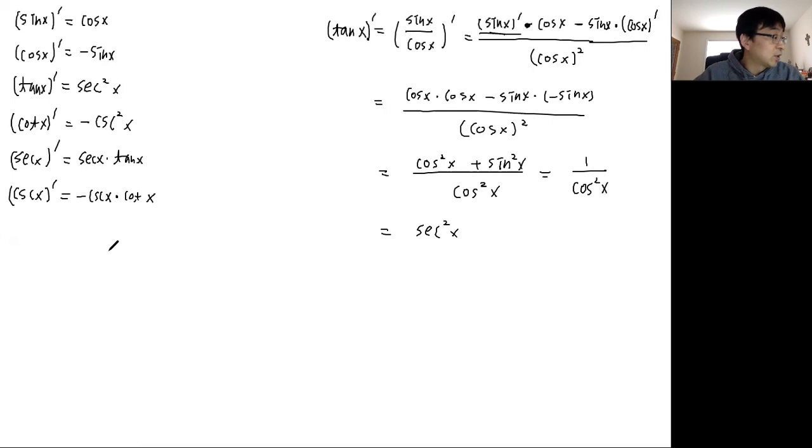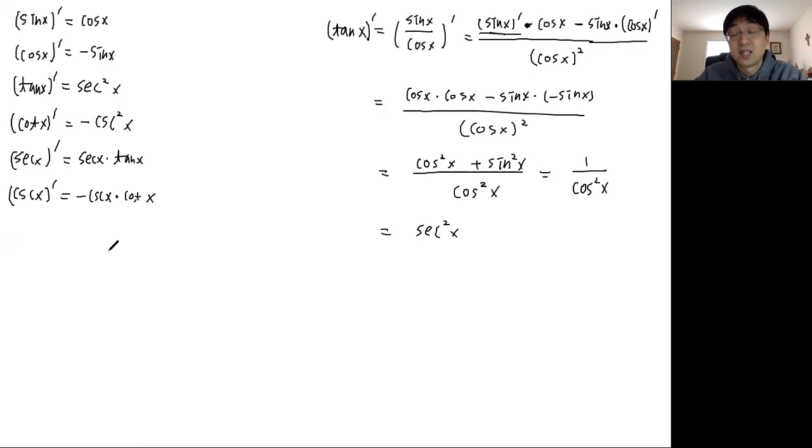Now, I want to summarize these formulas. You have to memorize these 6 formulas. Sine prime is cosine. Cosine prime is negative sine. Tangent prime is secant squared. Cotangent prime is negative cosecant squared. The secant prime is secant times tangent. Cosecant prime is negative cosecant times cotangent.